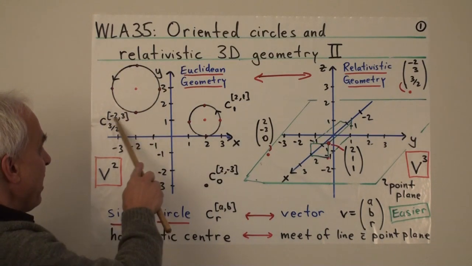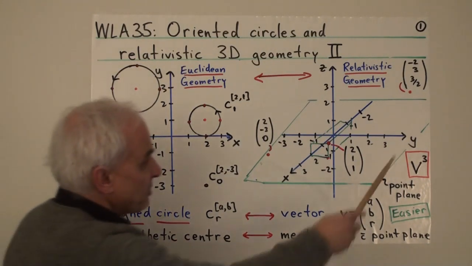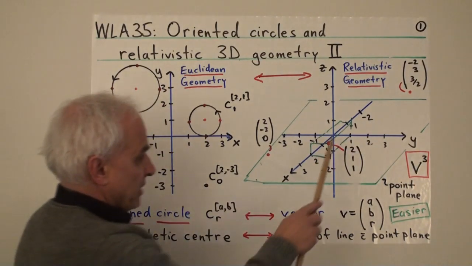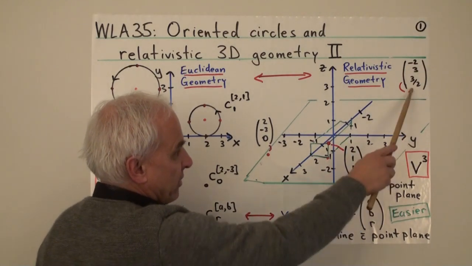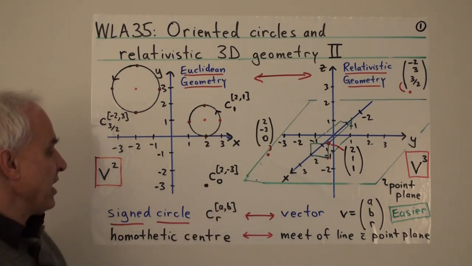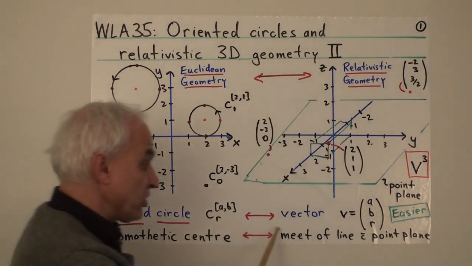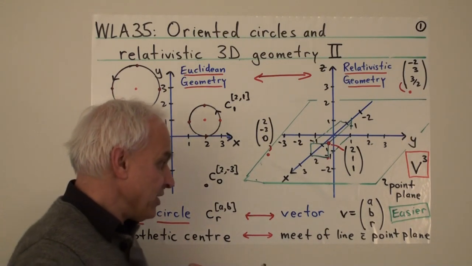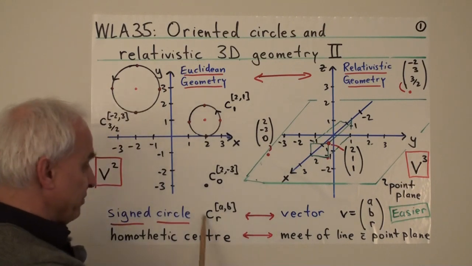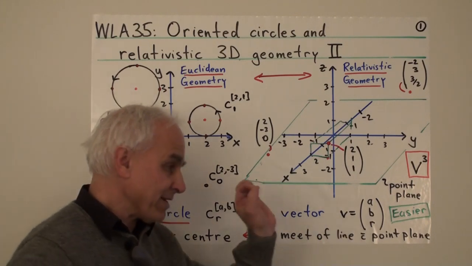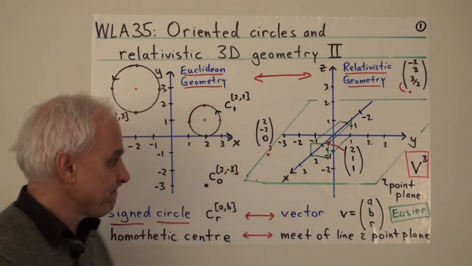This circle here, whose center is -2, 3, and whose radius is 3/2, is represented by the point or the vector -2, 3, 3/2. So that's -2 in the x direction, 3 in the y direction, and 3/2 in the z direction. It'll be up there somewhere. All right, so that's the basic idea that to a general signed circle, C(A, B, R), we're going to associate a vector (A, B, R). And you can see that this is somehow easier because the vector is a simpler object than this expression for the circle. It encodes the same information. But now we have a point. We can think of this as a point in three-dimensional space.